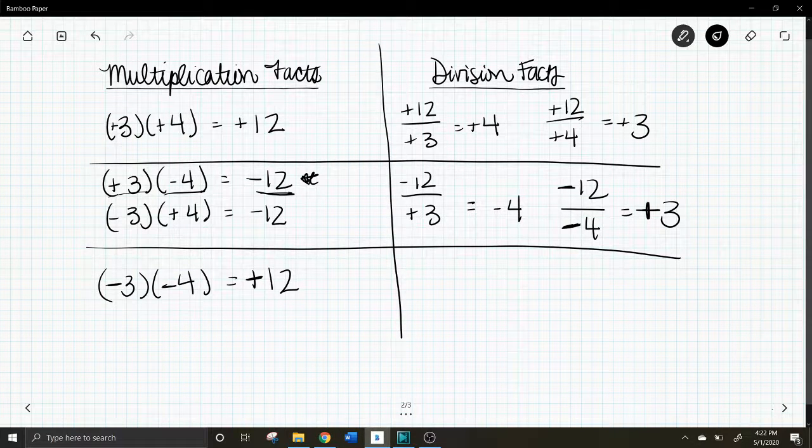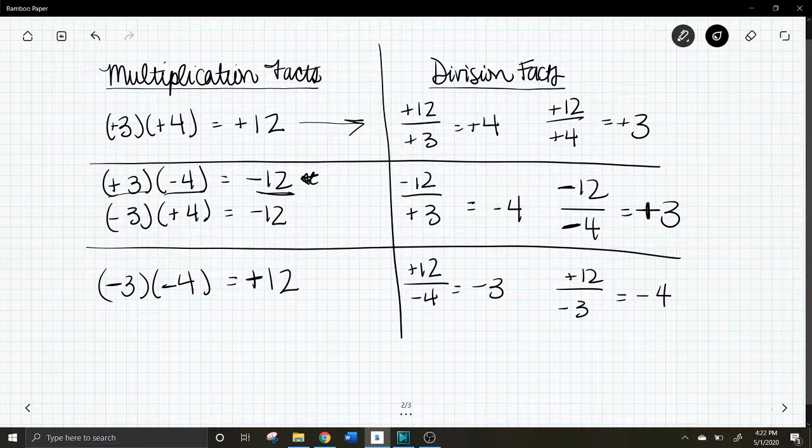Okay? So let's look at our last fact here. A positive divided by a negative is a negative, and a positive divided by a negative is a negative. The reason these facts are lining up with each other is we undid the multiplication into division problems here, here, and here. I didn't do this one because I just wrote that one for fun.